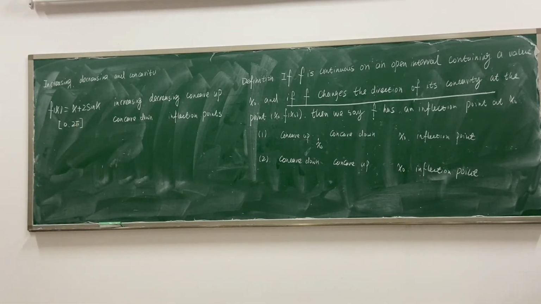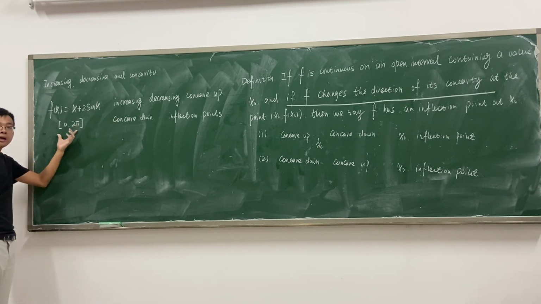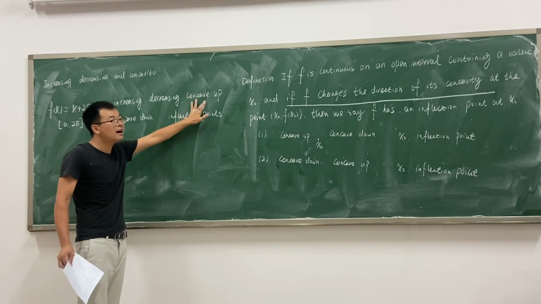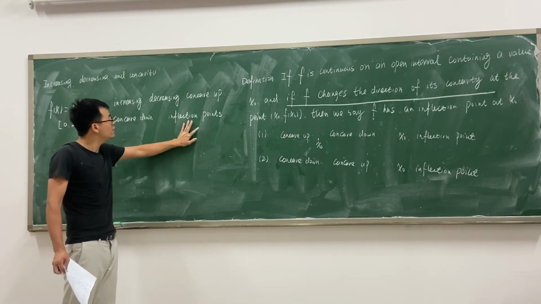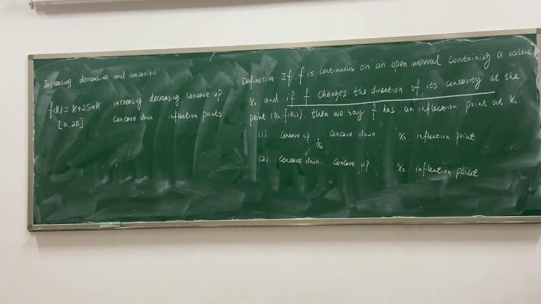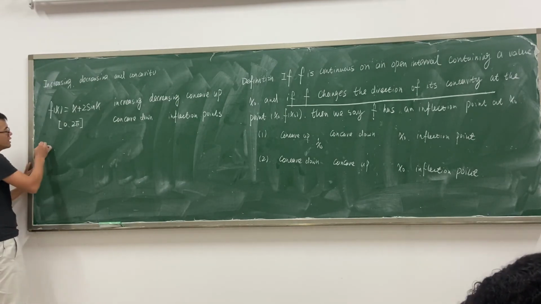Now, we see this example. For the function f(x) equal to x plus 2 sin x in the interval 0 to 2 pi, we find the intervals on which it is increasing, decreasing, concave up, concave down, and find all inflection points. So just do this thing.